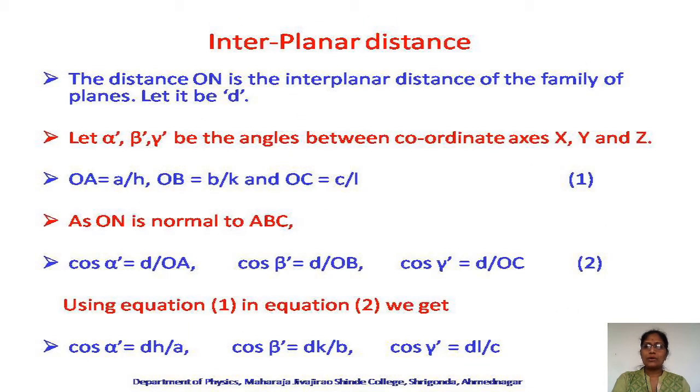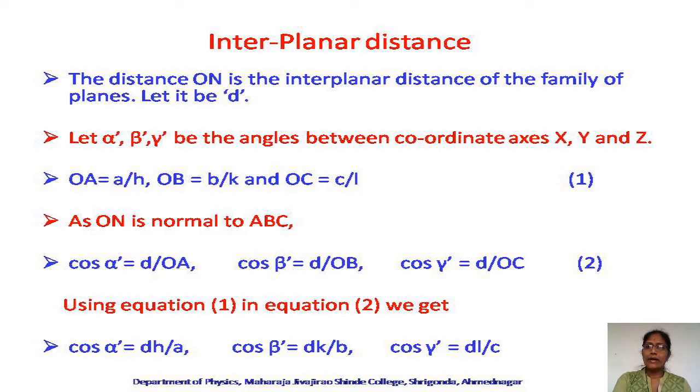Now, in equation 1 we have calculated the value of OA, OB and OC. Therefore, substituting these values in cos alpha dash, cos beta dash and cos gamma dash, we will get cos alpha dash as dh upon a, cos beta dash as dk upon b and cos gamma dash as dl upon c.